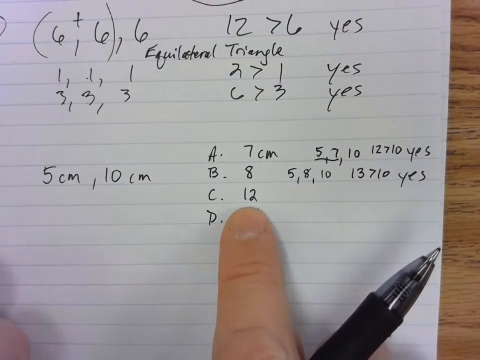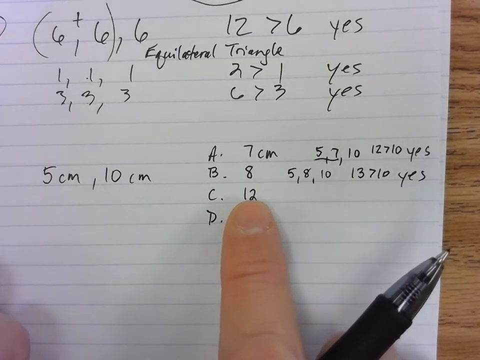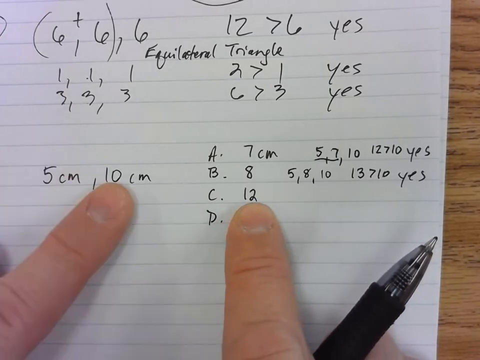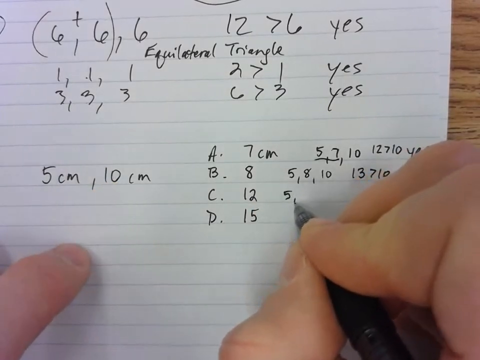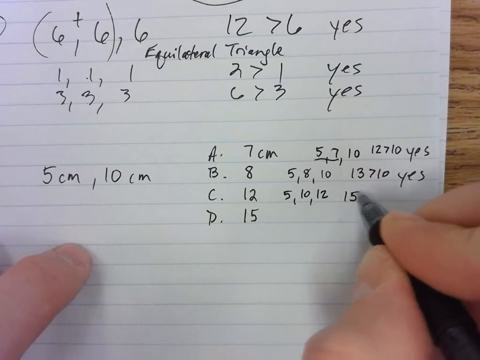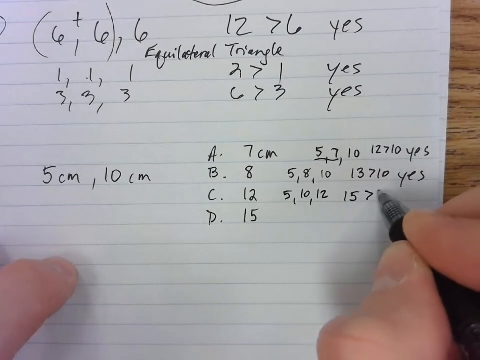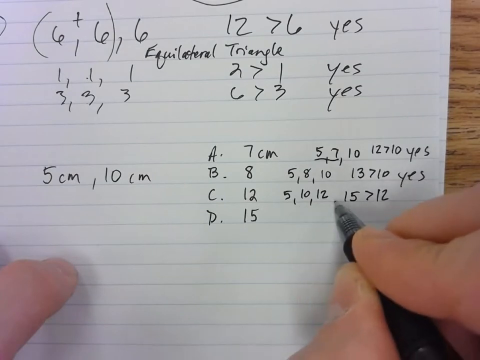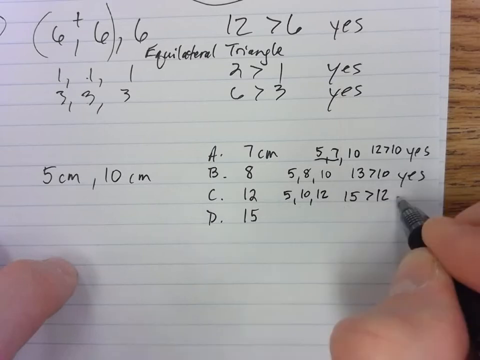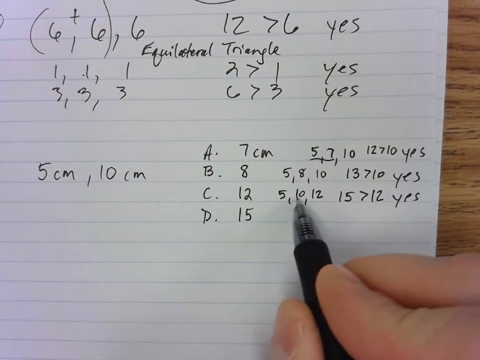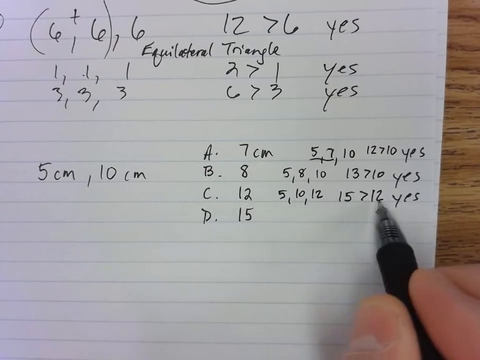All right, now let's go to 12. When I go to 12, 12 becomes the longest side. So my two smaller sides are now 5 and 10. So 5, 10, 12. How much is 5 plus 10? 15. Is 15 greater than 12? Again, 5 plus 10 is 15, and 15 is greater than 12, so that's a yes. That's going to make a triangle.